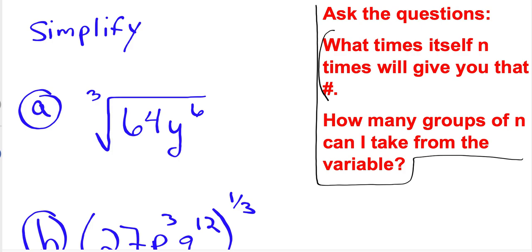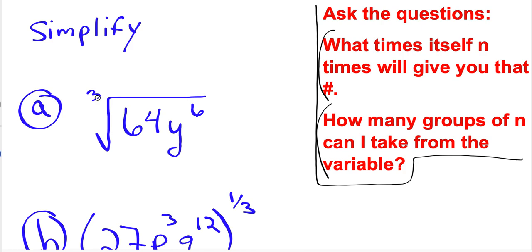So we'd be looking at the 64. When I'm looking at variables, I ask myself, how many groups of that can I take? So I'll be looking at this one. How many groups of 3 in this scenario can I take? Starting out, 64. Is 64 a perfect cube? It is a perfect cube.